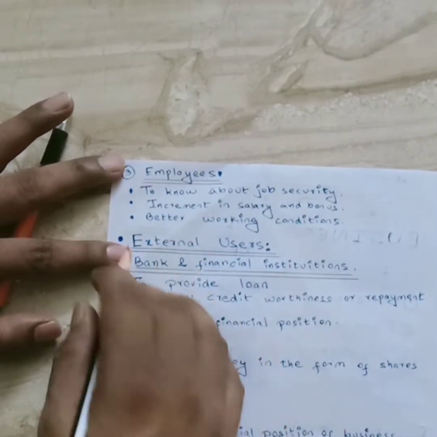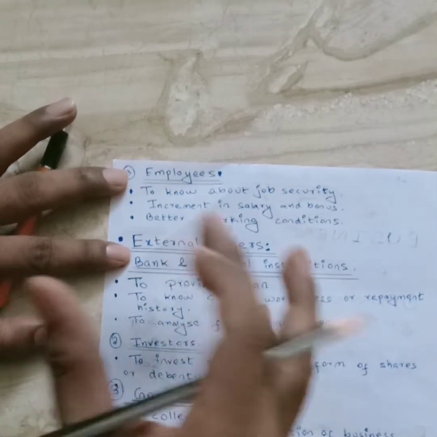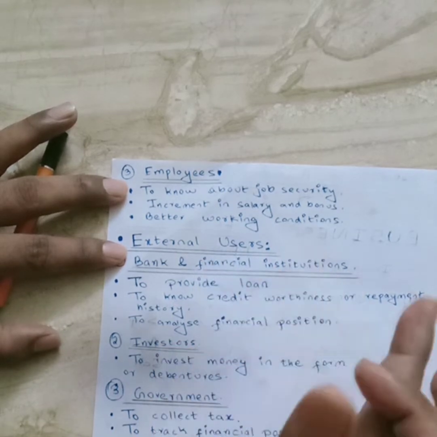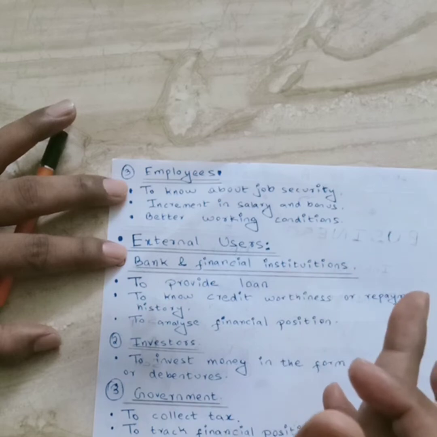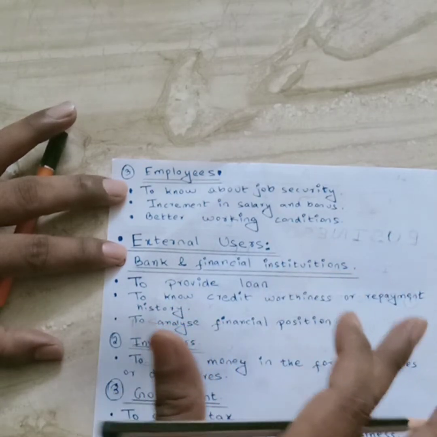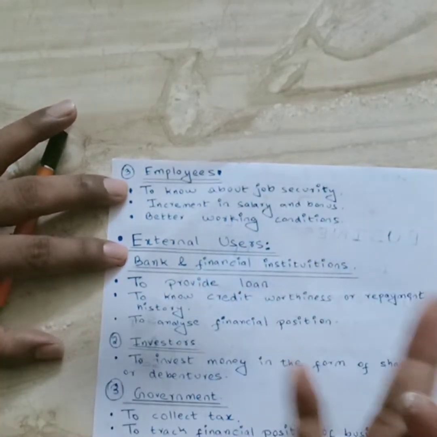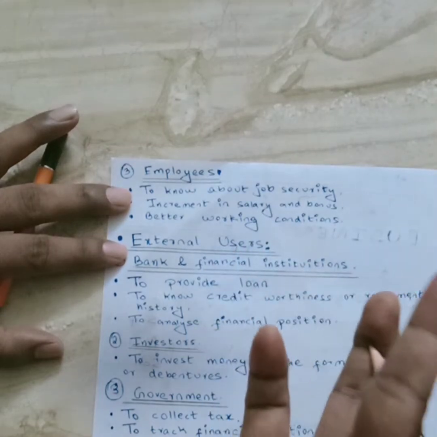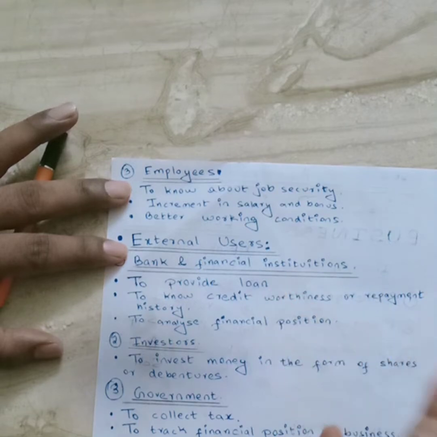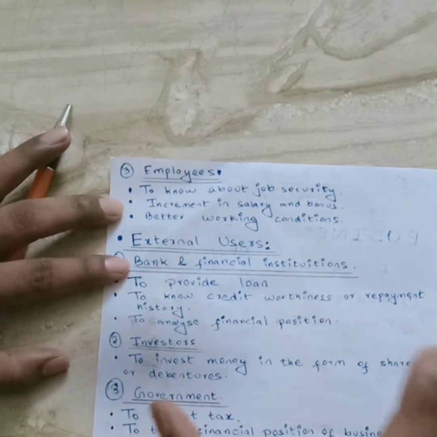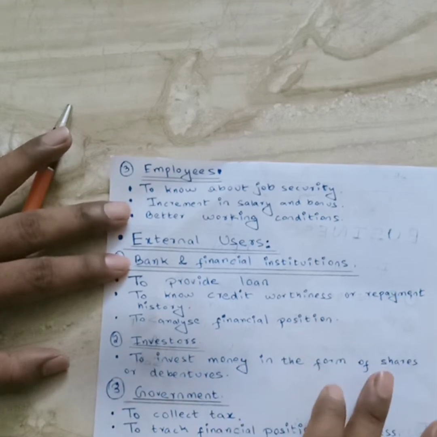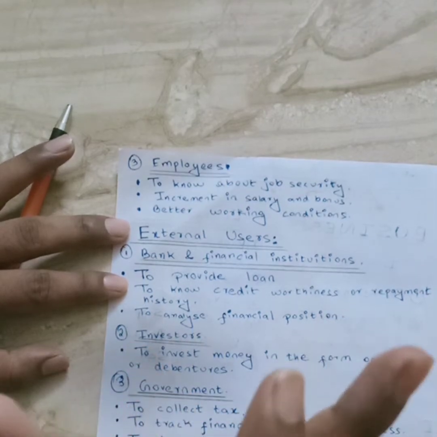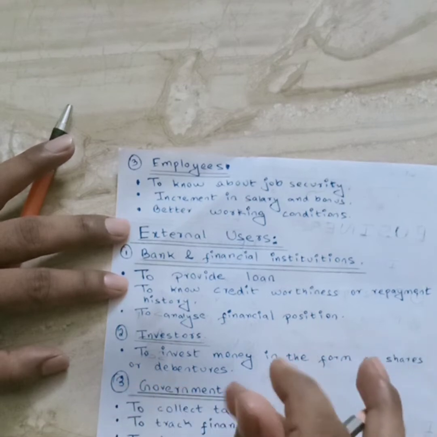Employees. Now the staff who work inside the business use the accounting information to know about job security. If the business is doing good, obviously they will have a feeling of job security. They know that if the business is running well and earning lots of profit, then the business will be there in the market for a longer period, so the employees can think that they can work for a longer period with that business. Also, if the business is doing good, they can think of an increment in salary and also a bonus. And obviously, they will have better working conditions, because the business will invest in their better working conditions, so they can have that security.